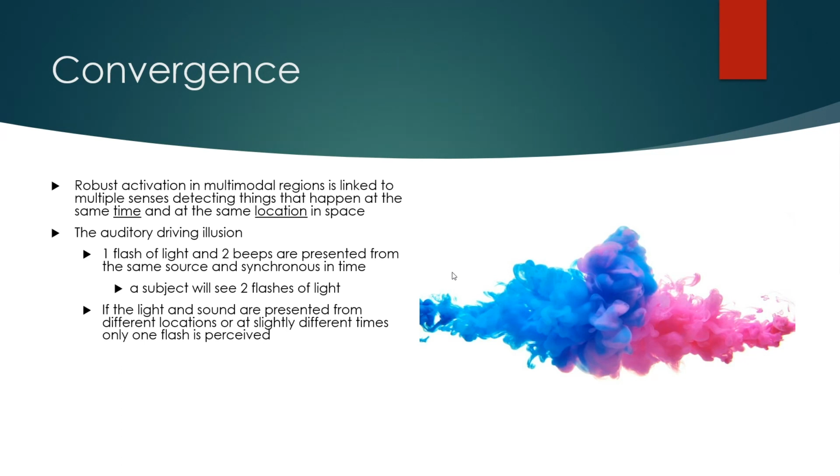If they're coming from the exact same location and they're happening at the exact same time, your brain builds up the representation that those things must have been connected with one another, and you'll actually see two lights. If they're presented from different locations, or if there's even just a slight millisecond delay between the sound and the light, then the convergence doesn't happen, and we don't see two flashes of light. Another bit of evidence that our perceptions can be tampered with and altered.